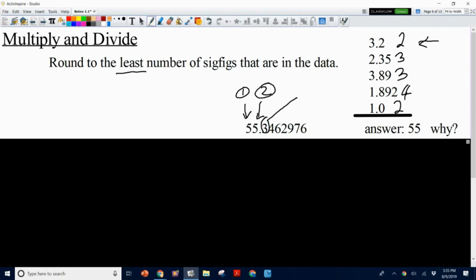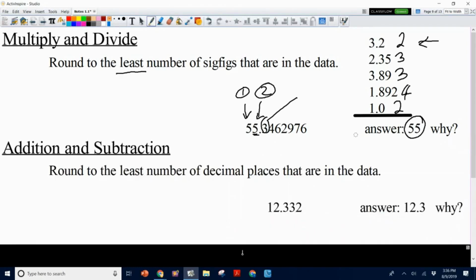So this is a 3. The rule on rounding is if it's less than 5, we're not going to round it. If it's 5 or more, we are going to round it. So since this is a 3, it's not going to round this 5. So our answer is 55. So that's multiplying and dividing.